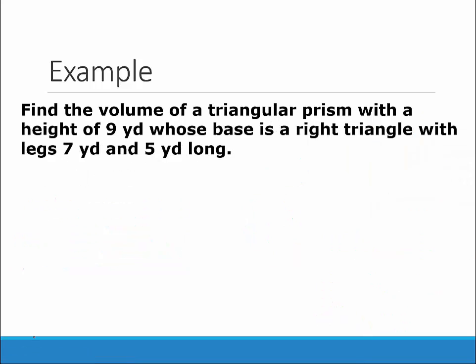Find the volume of a triangular prism with a height of 9 yards, whose base is a right triangle with legs 7 yards and 5 yards long. I'm going to leave this one for you to do, and we can go over it in class.